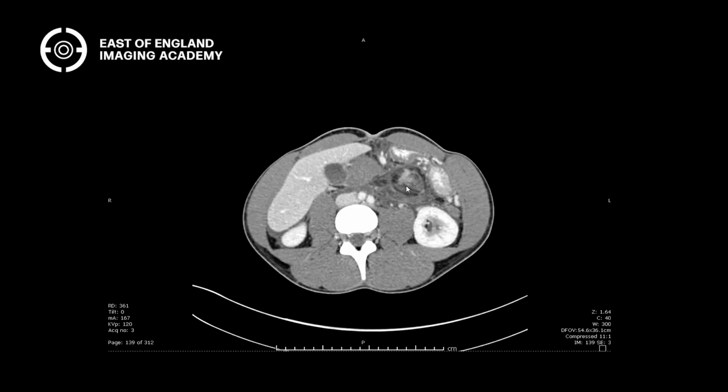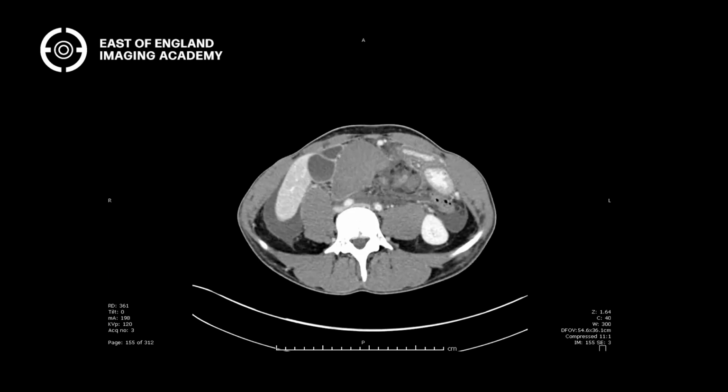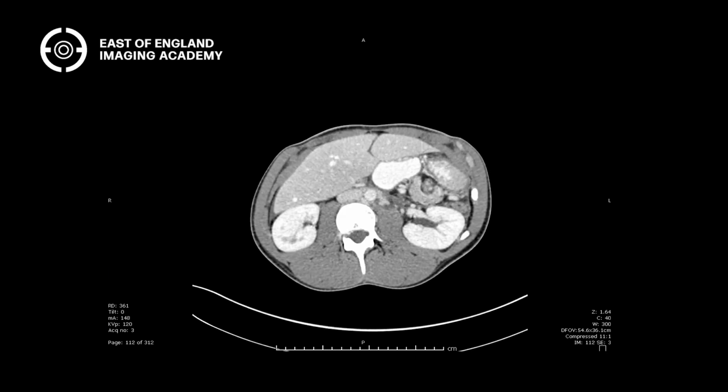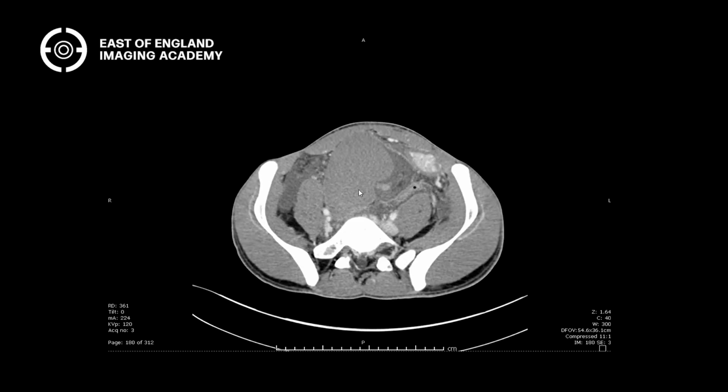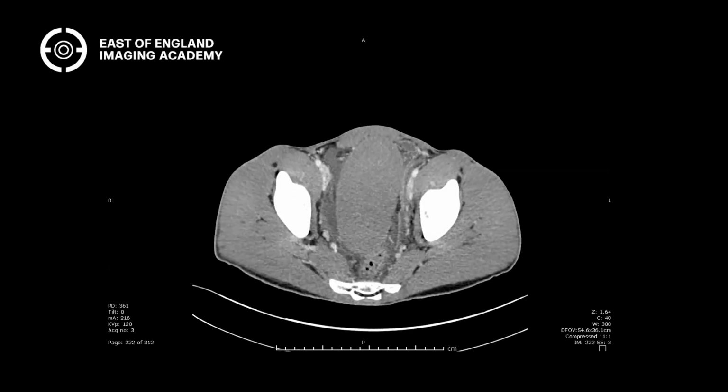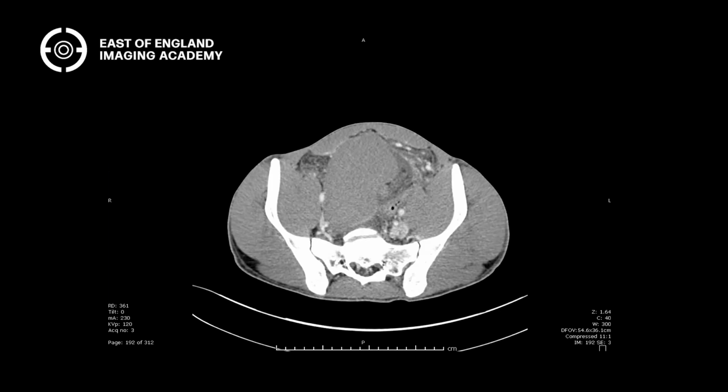What on earth is going on here? Can you see that little swirly thing? What do you think that is? What shape is it? It looks like a spleen, doesn't it? Is it enhancing normally?